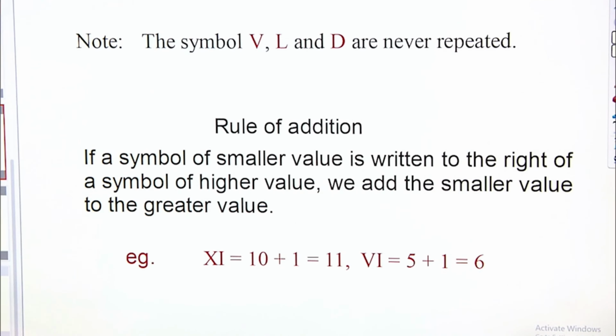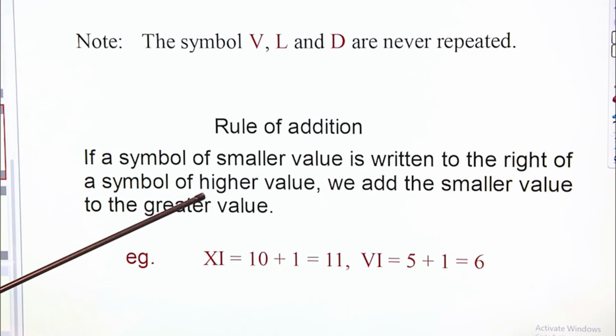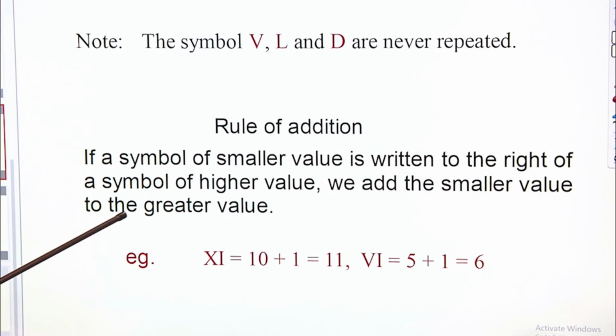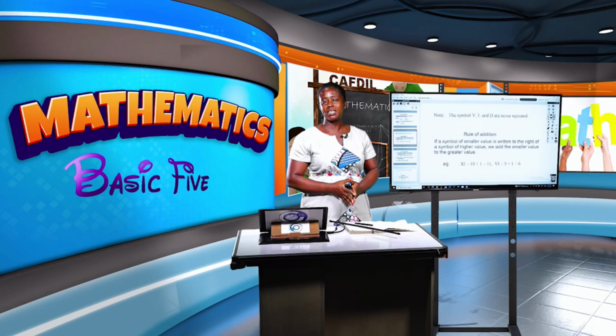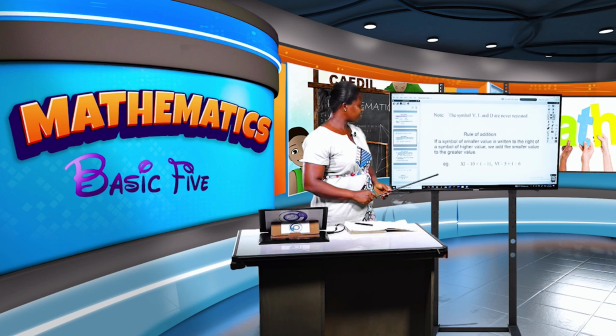Okay, our next rule, which is the rule of addition. What does this rule say? If a symbol of a smaller value is written to the right of a symbol of higher value, we add the smaller value to the greater value. When we cite the example, you will understand it better. So I have some examples here.